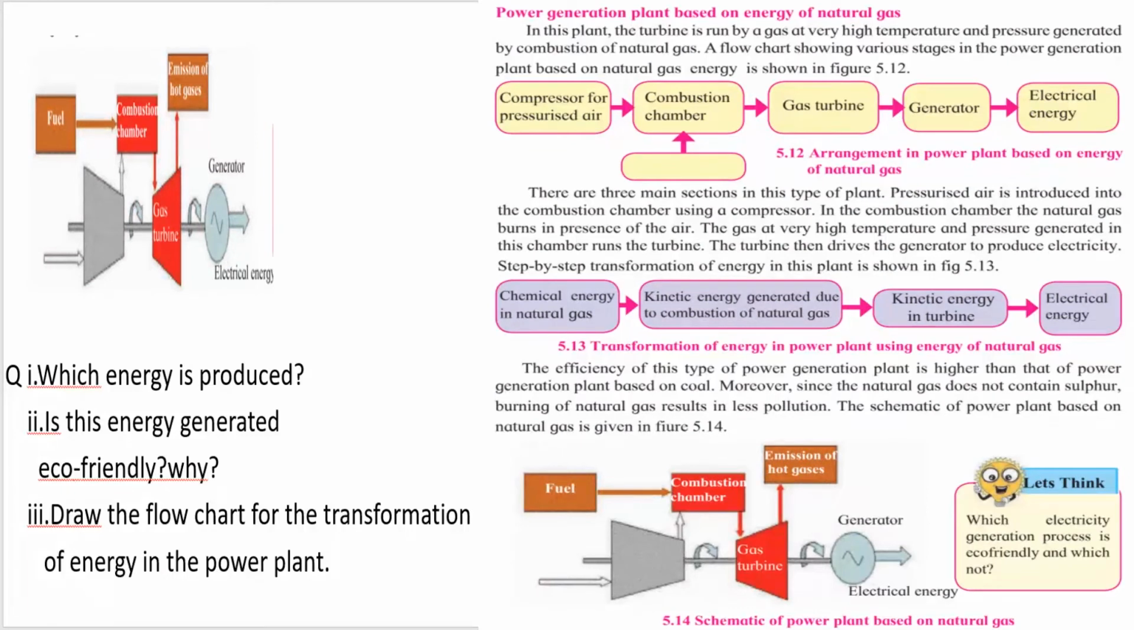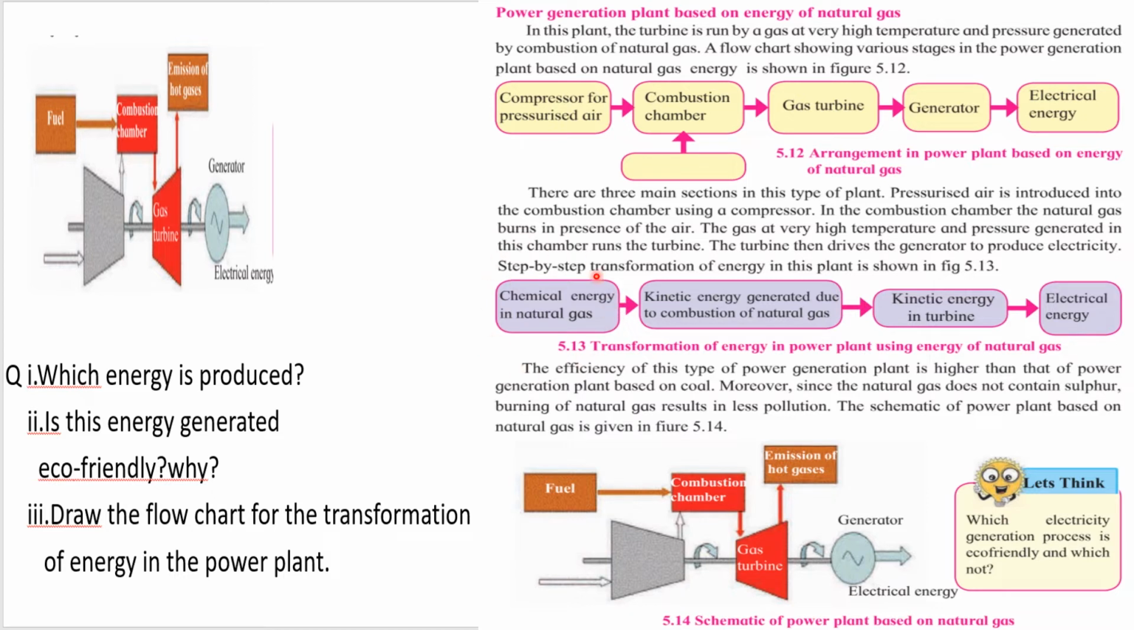Let us move to our next diagram based question. Which energy is produced? Here electric energy is produced from the natural gas. Now, is this energy eco-friendly? Why? Yes, this energy is eco-friendly because natural gas does not contain sulfur, and burning of natural gas results in less pollution. So it is eco-friendly. We have to draw the chart for the transformation of the energy.